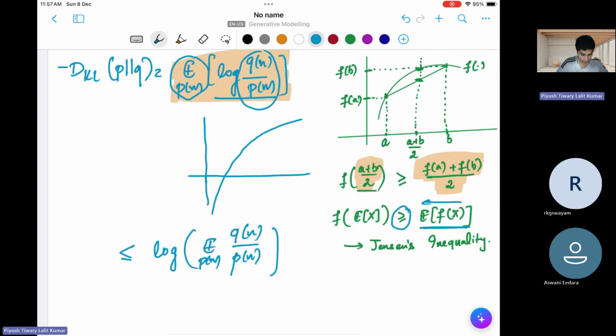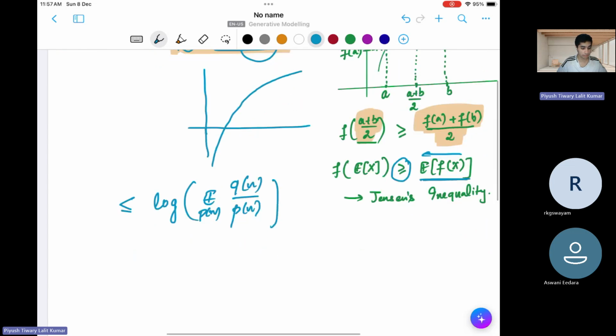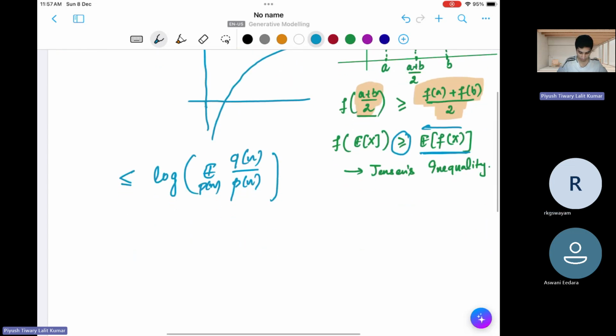Let me know if this step is clear. Well, it's clear, but do we need to show that the given function is a concave function? Yes, that itself would require some time. Yes, it's required, because otherwise we won't be able to apply Jensen's inequality.